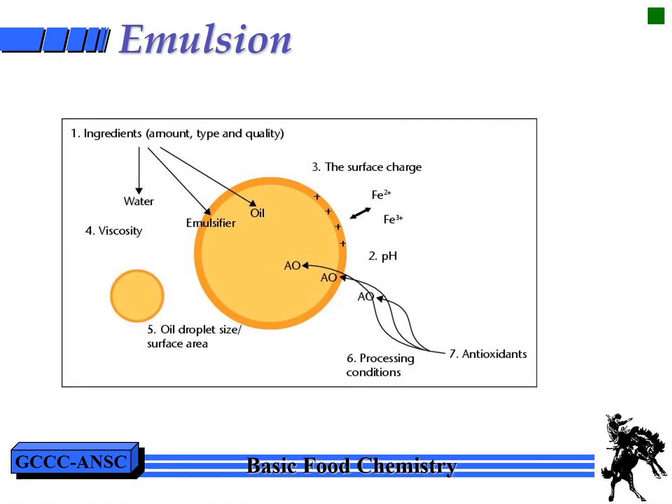So the last one gets you a little picture here of an emulsion. It depends, of course, on the ingredients: the amount, type, and quality are definitely going to have a big impact on it. Number two, the pH is definitely going to have a large impact on the stability of that emulsion. Also the surface charge, again, as it has positive ions or negative ions, in this case positive, and they're the Fe, which is iron. Of course, viscosity we talked about is number four. Number five, the oil droplet size or surface area, again, making sure there's enough surface that they get coated and are able to be suspended.